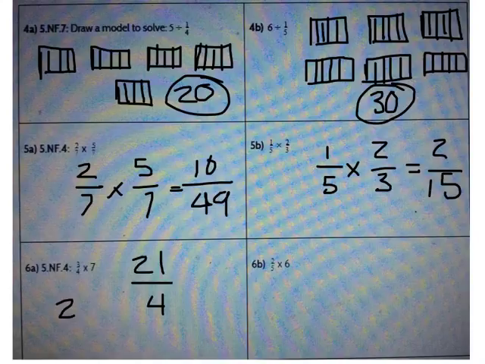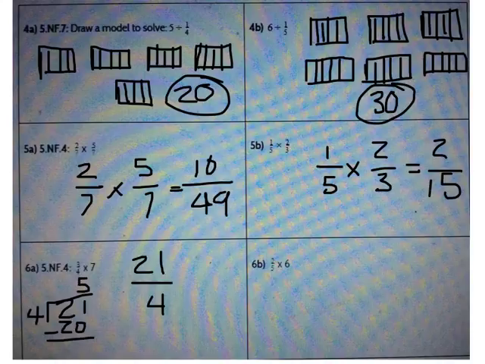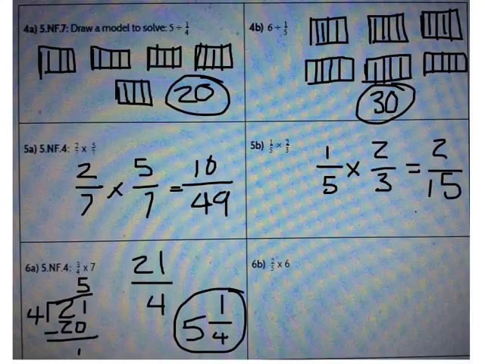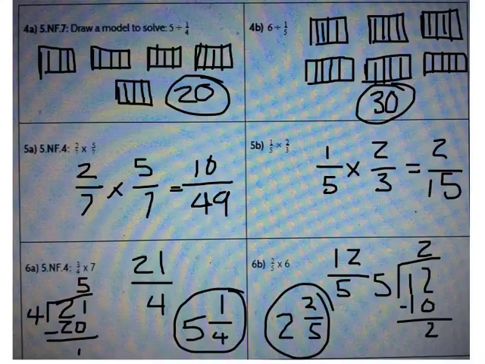When I change 21/4 into a mixed number, using division, what's the result? Well, 4 goes into 21 5 times, with a remainder of 1. So the answer is 5 and 1/4. Now you try one. What's 2/5 times 6? Write your answer as a mixed number. The correct answer is 2 2/5.